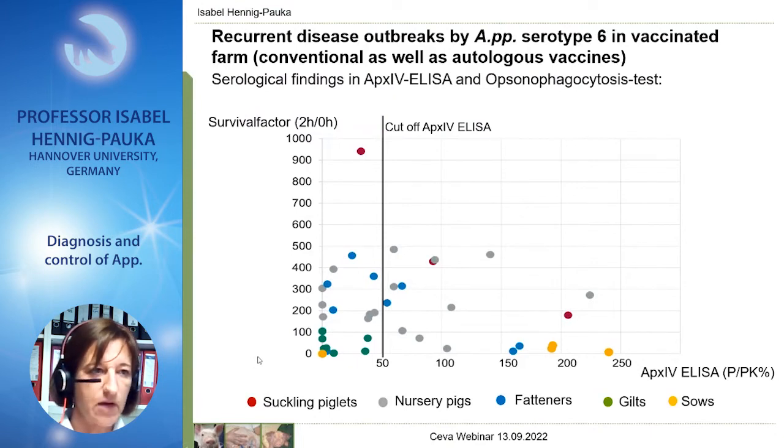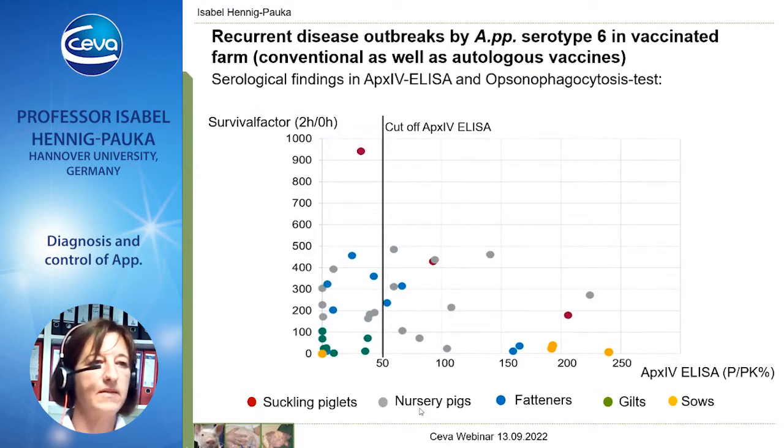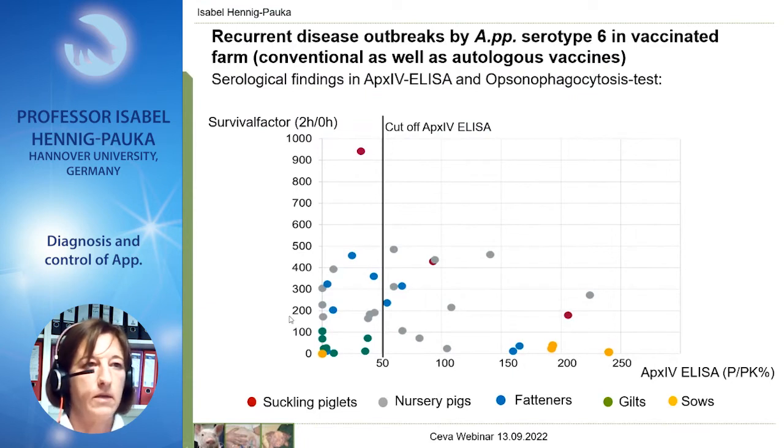And in this farm, they had very big problems with APP serotype 6, and you see that we sampled several age groups. All the pigs had been vaccinated for a long time with different vaccines, but there were always recurrent outbreaks. I just want to show you the results of the ApxIV ELISA on the x-axis with the cutoff at 50, and the results of the survival factor measurement. You see that there's no correlation between this routine assay and the functional test.